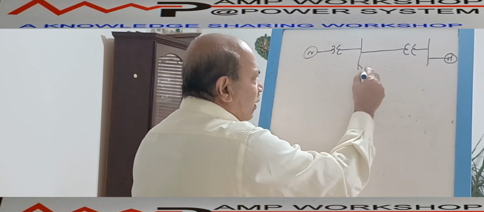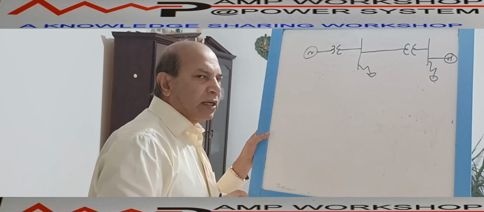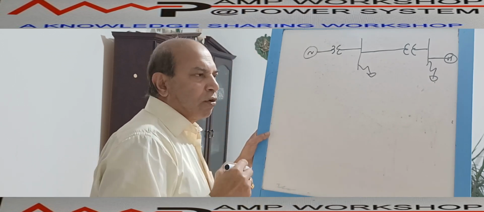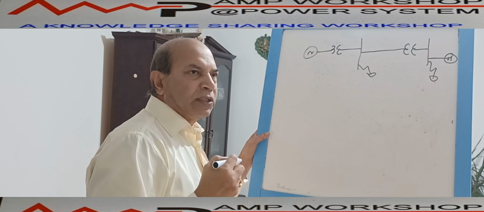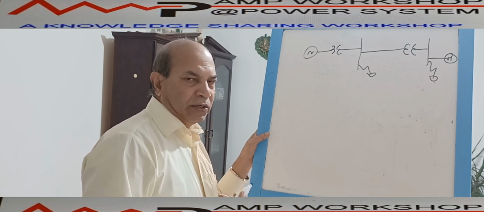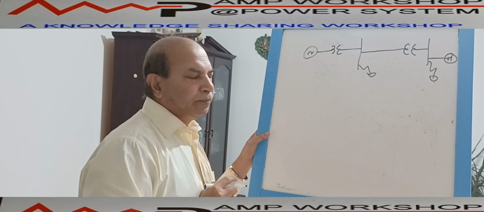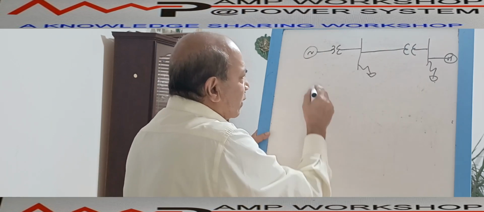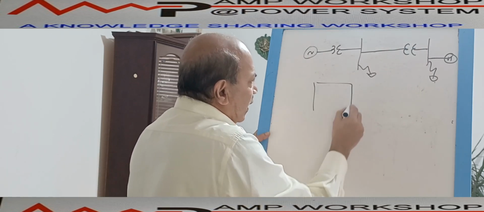Suppose there is a single phase to ground fault over here. In that case, how can we calculate it, or what will be the expression for the single line to ground fault current that we will derive today? So this entire network, we can remove from here.